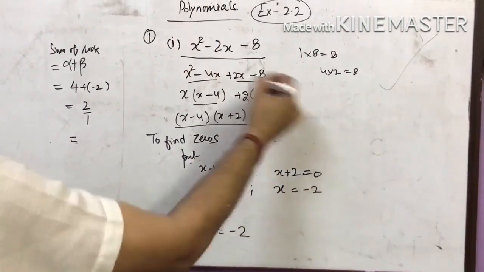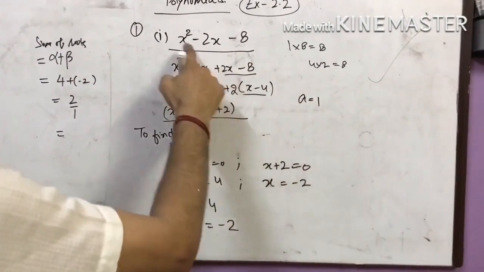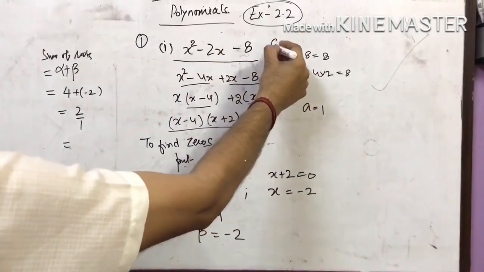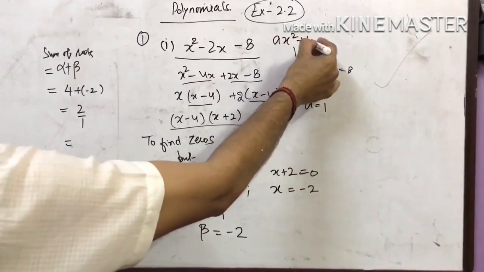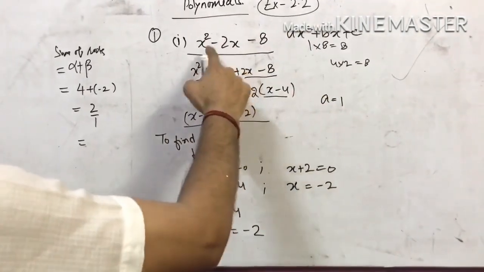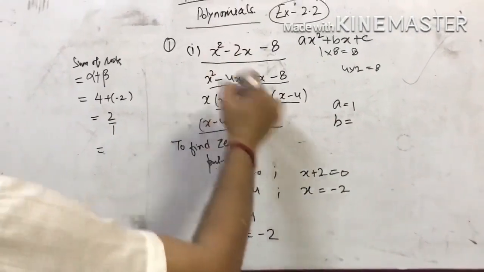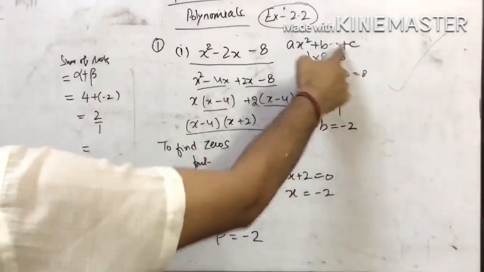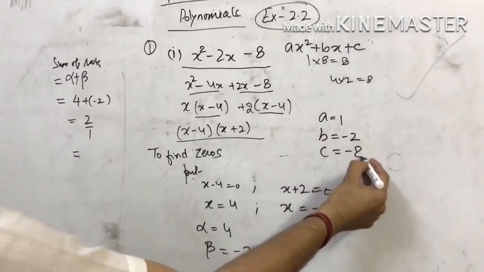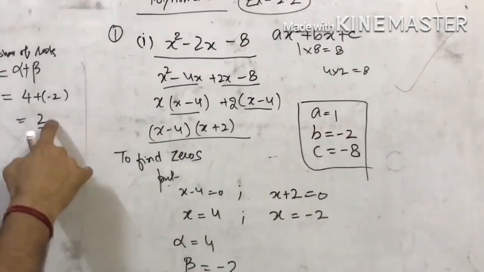Now here you can see, because coefficient of x square is 1, so a is 1. By comparing this equation with this equation, as I have told you earlier also, you have to compare these two equations and find out the values of a, b, c. So value of b, which is the coefficient of x, is minus 2, and value of c is minus 8. So these are the values. Okay, now you are getting 2 by 1.